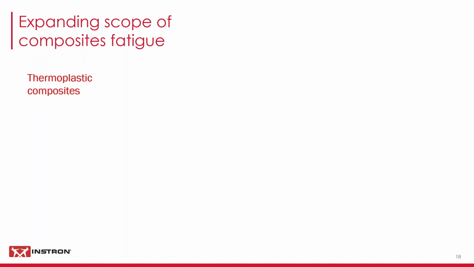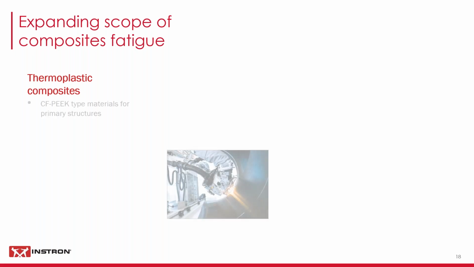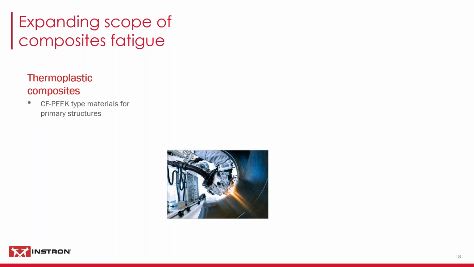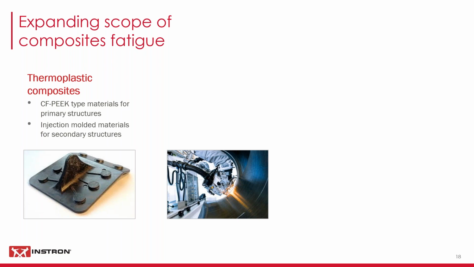Recent developments in materials and processing have brought thermoplastic composites into focus. So you've got the carbon fiber PEEK type materials, which are produced by tape placement. You can see a little illustration of a robot here. I think that one is produced by Coriolis. That's a real strong interest these days for aerospace structures. But you've also got injection molded materials for secondary structures.